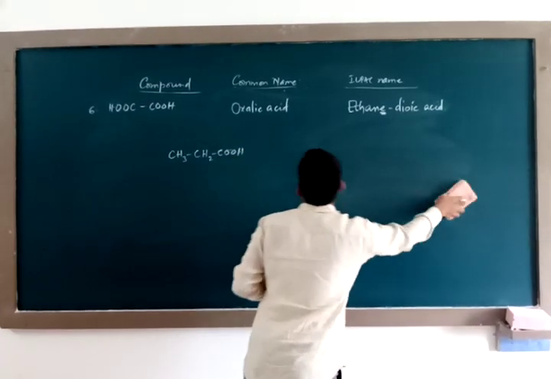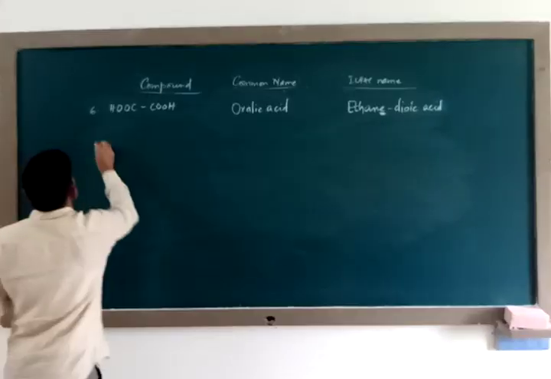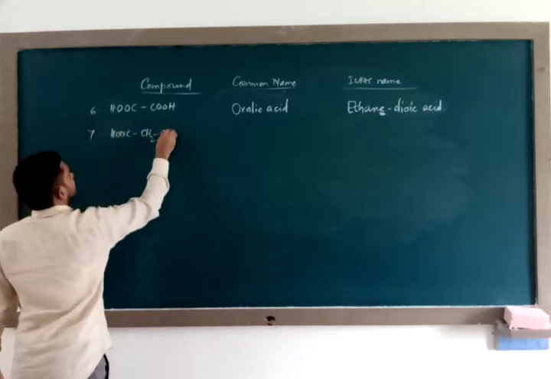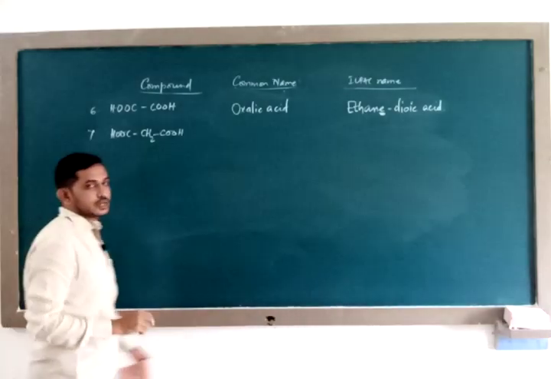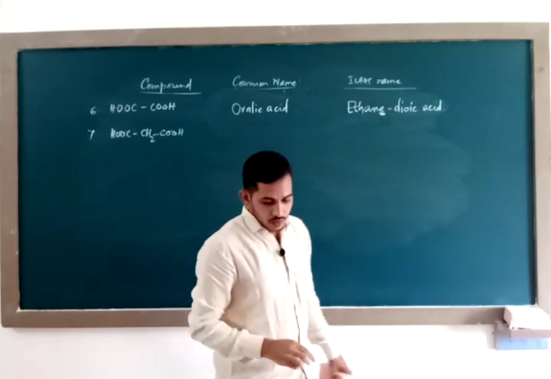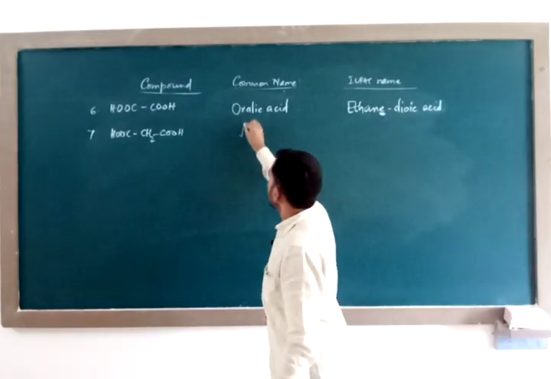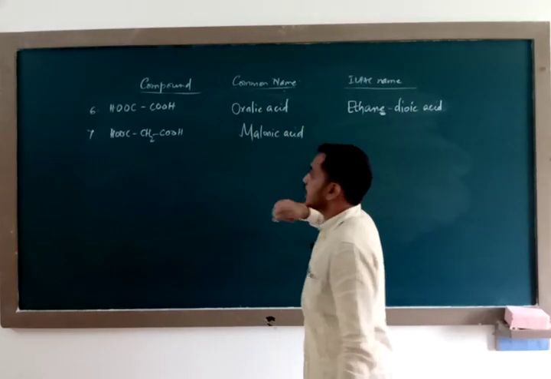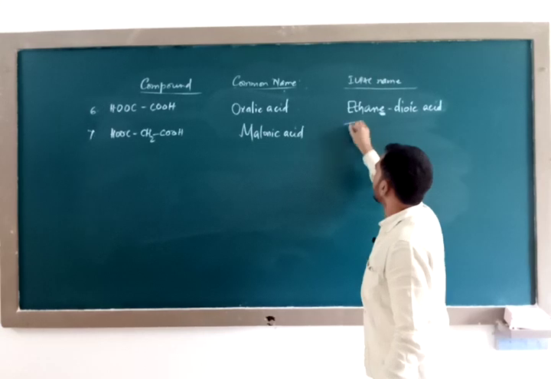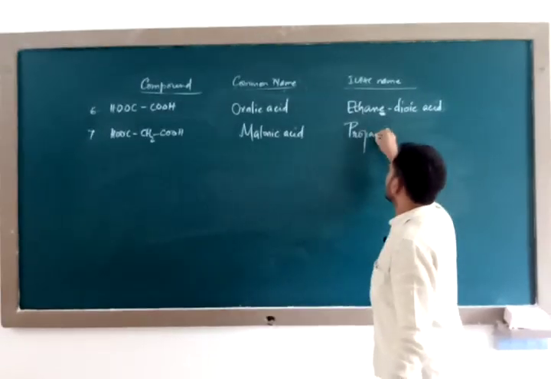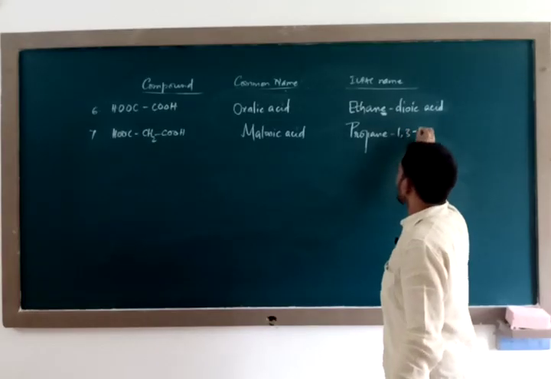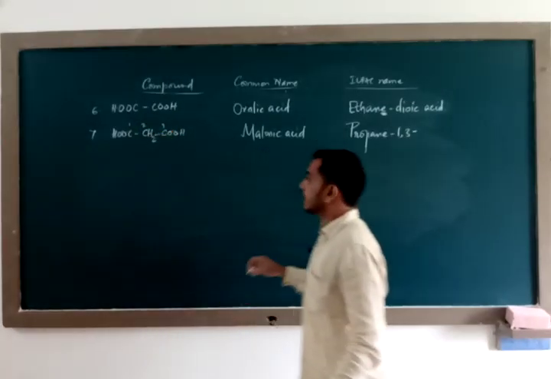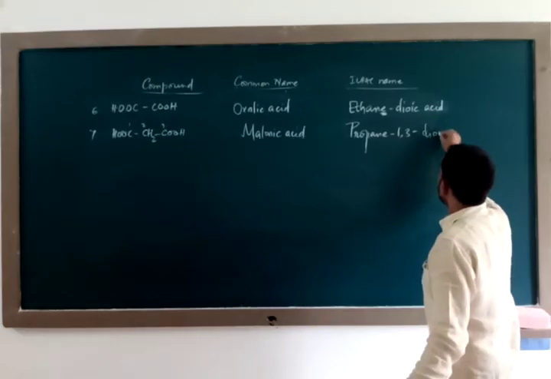If this part is clear, then next, keep on introducing one carbon in them. This compound is called malonic acid. Its IUPAC name, with three carbons, is propane. Begin counting from anywhere, 1, 2, 3. Propane 1,3 dioic acid.